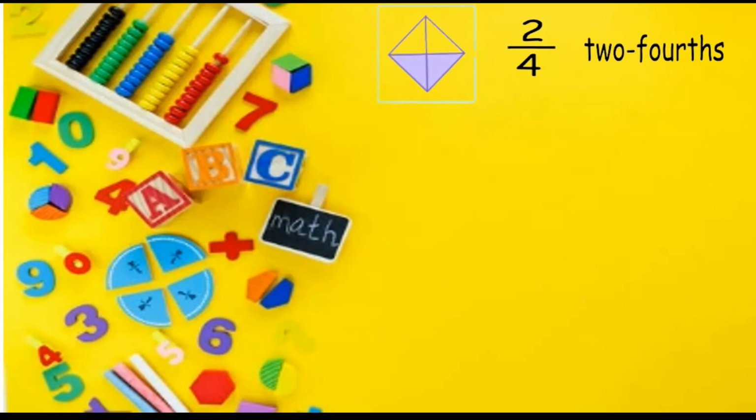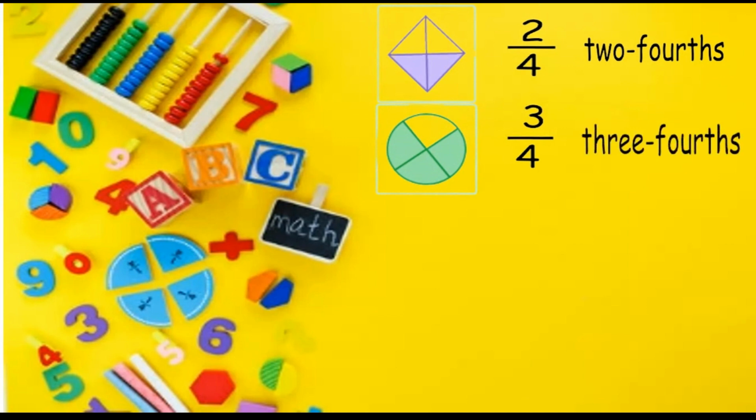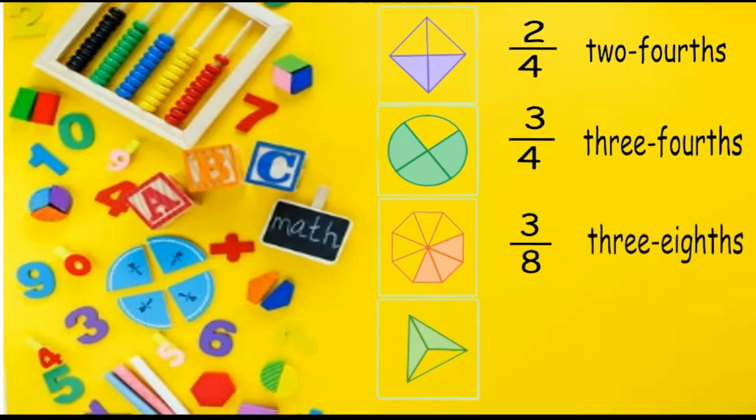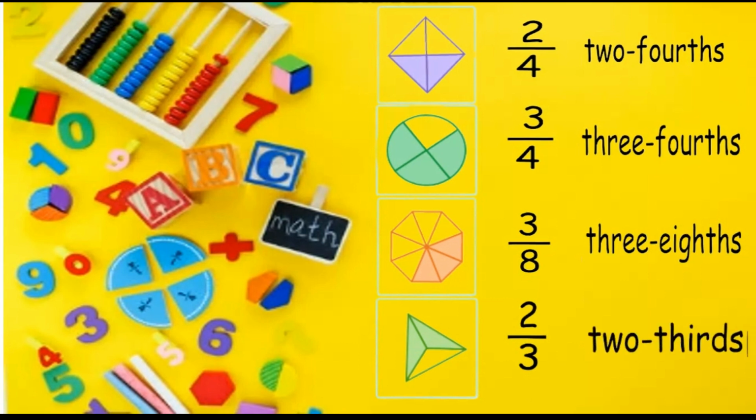Now look at the next figure. It's a circle. It's divided into 4 parts. So the denominator is 4 and the numerator is 3, because 3 parts are shaded here, and we can write it as 3/4. Similarly, octagon, it has 3 parts shaded. The fraction is 3 by 8. We call it 3/8. And the last is the triangle, 2 by 3, 2 shaded out of 3, and it is 2/3. So this is the way to solve or to identify the fractions of given shapes.